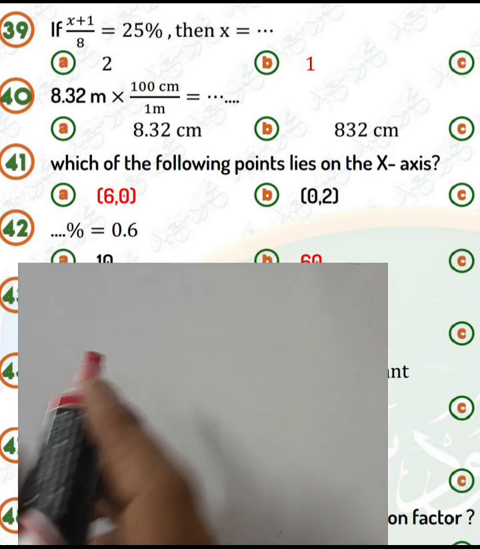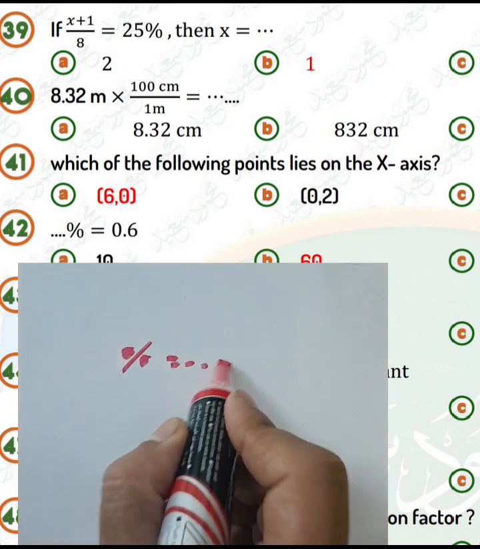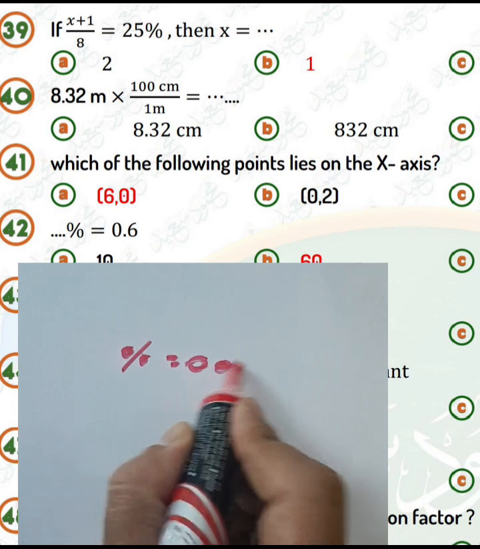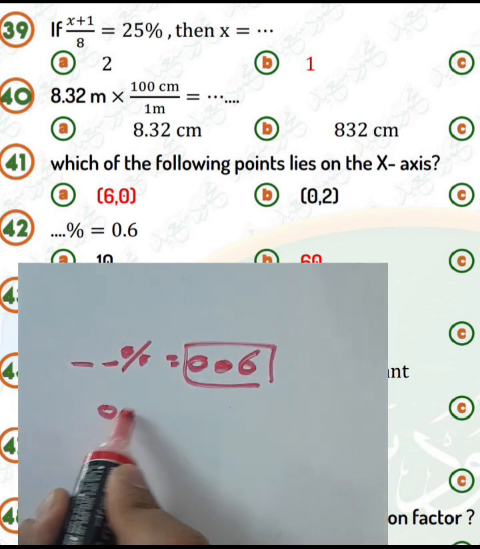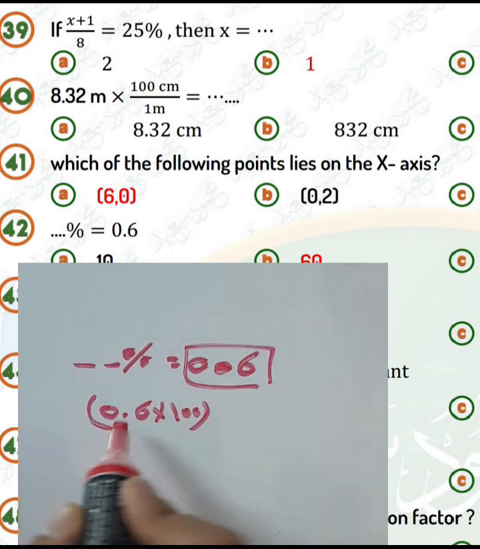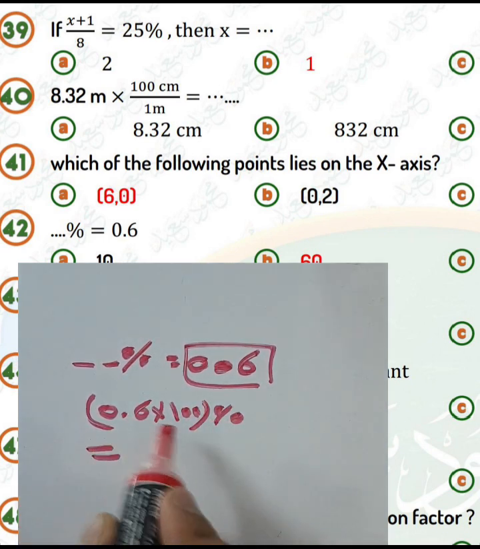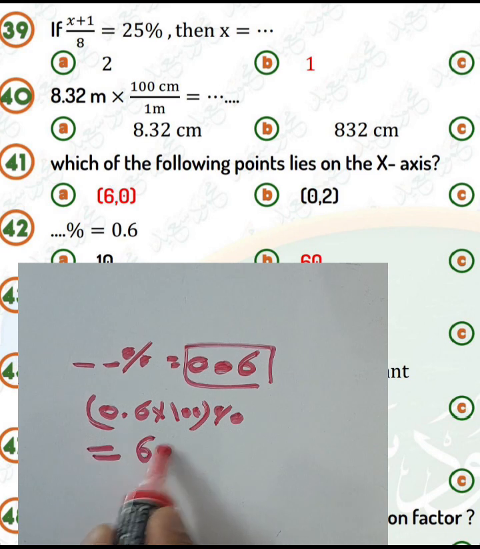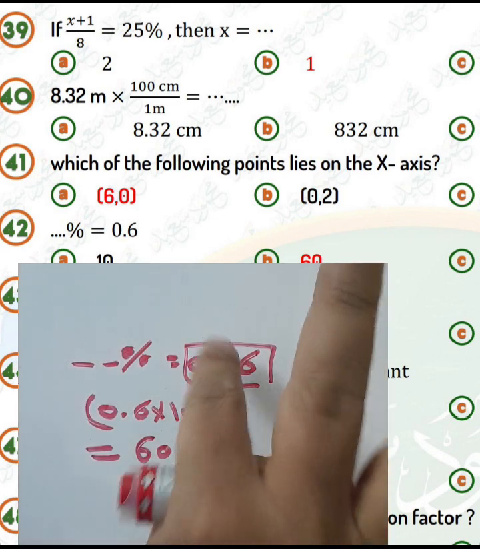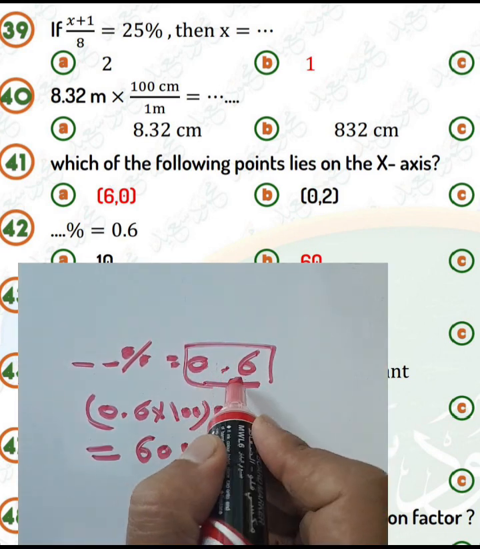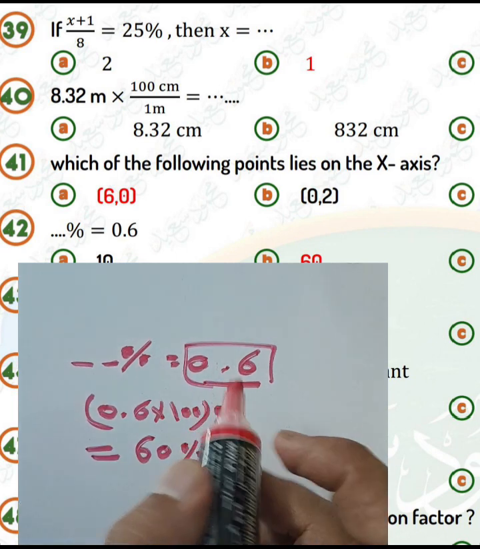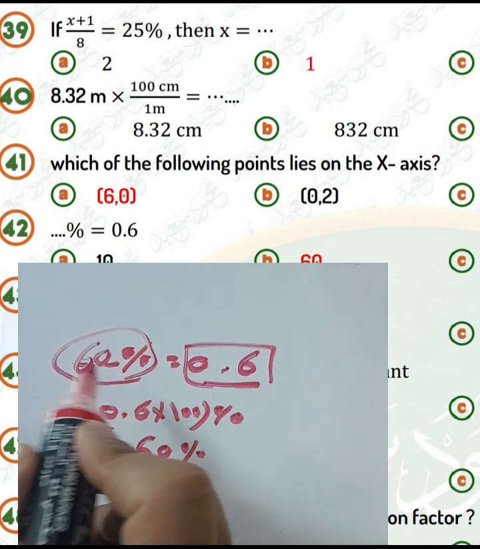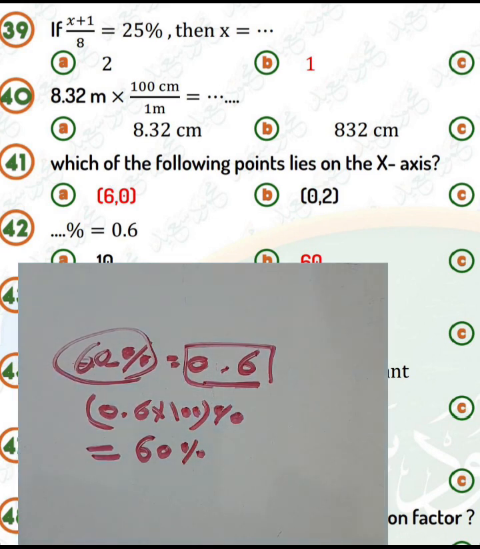Question 42, space percent equals 0.6. Okay, we can convert from decimal to percent by multiplying by 100 percent. Multiplying by 100 moves the point to the right by 2 places, so it will be 60%. 6/10 converts to percent by multiplying by 100 and dividing by 100. Then we must write here 60% equals 0.6.